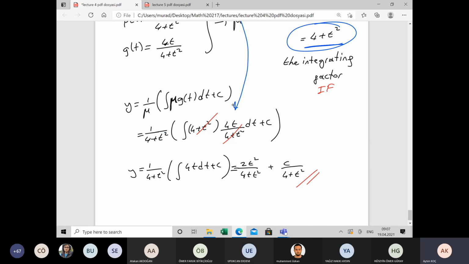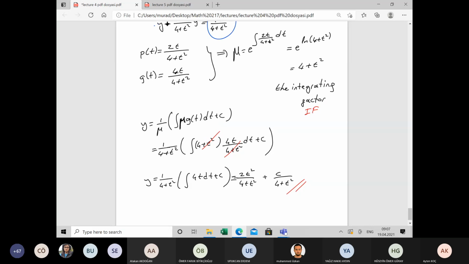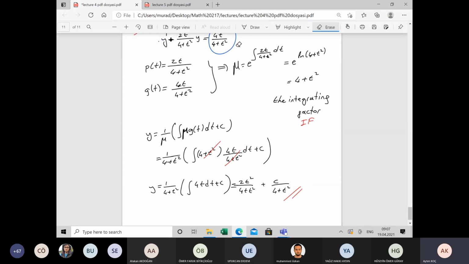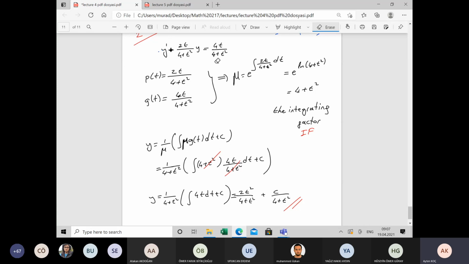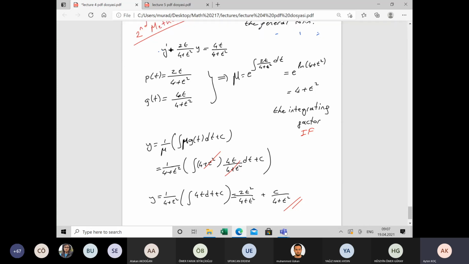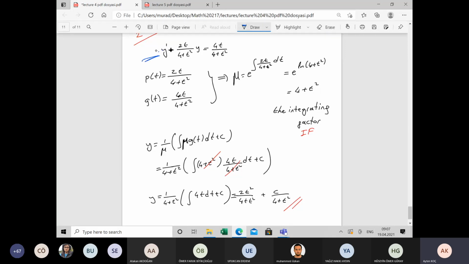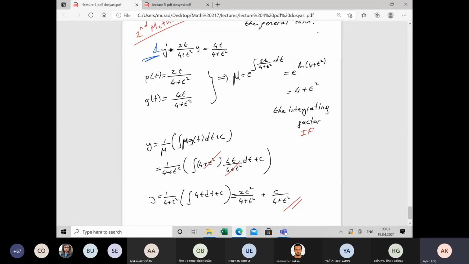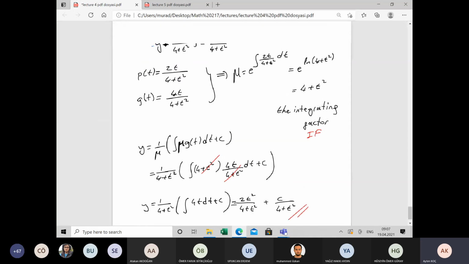Any question? But be careful, critical point: our equation should be a first order linear equation, and also should be in standard form, which means the coefficient of y prime should be 1.